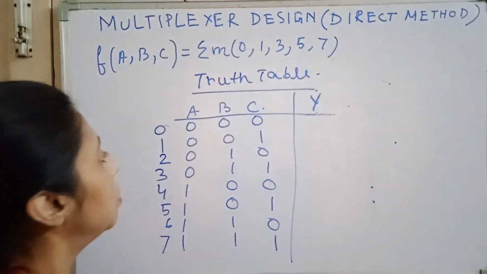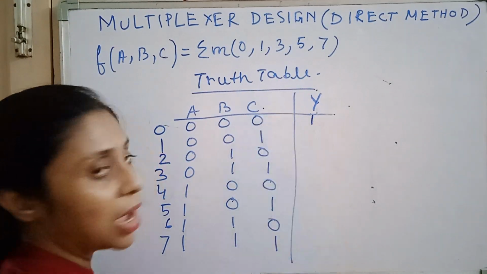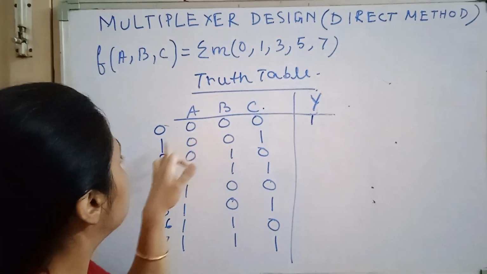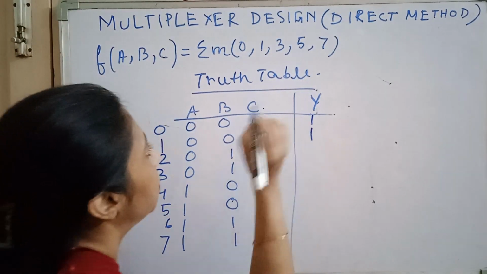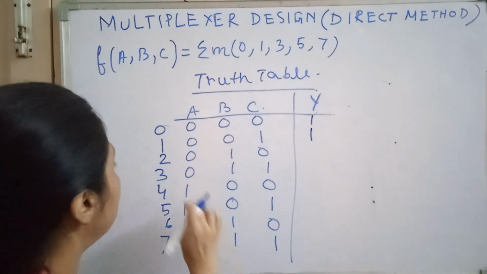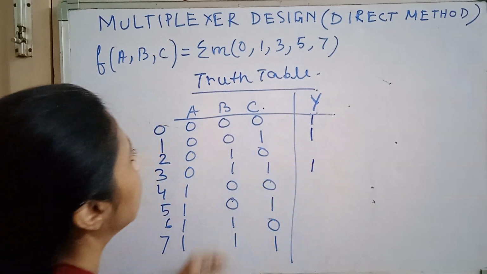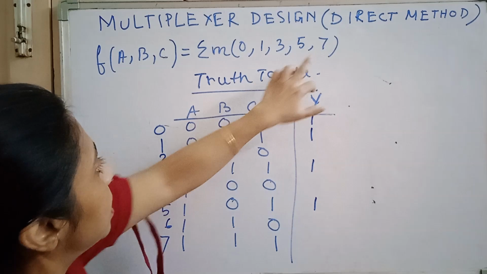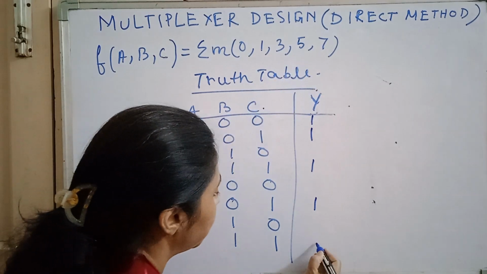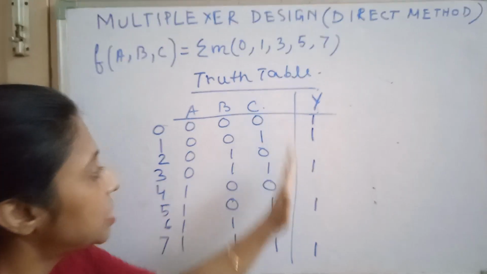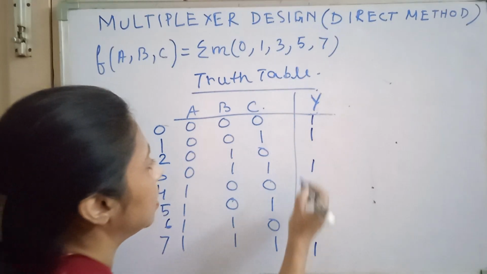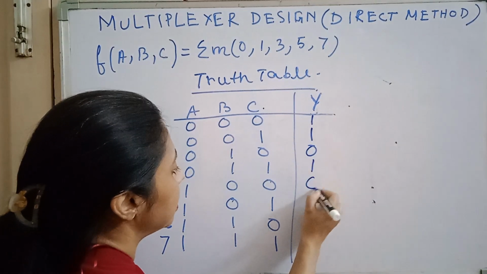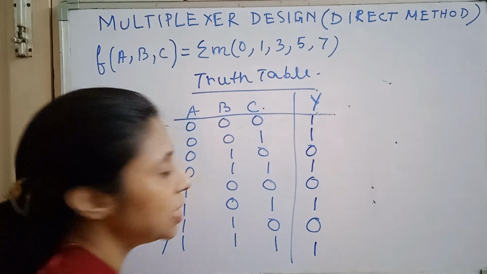That is 0. So this output will be 1. Right? 1. So this output will be 1. 3. So this output will be 1. 5. So this output will be 1. 7. So this output will be 1. Now rest all the outputs will be 0. That means this is 0, this is 0 and this is 0.